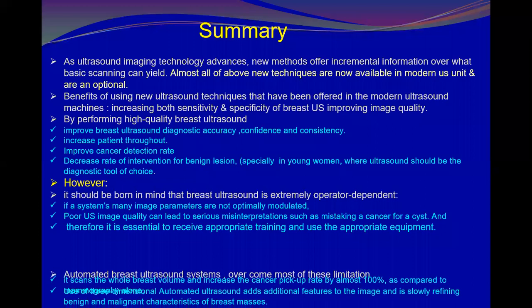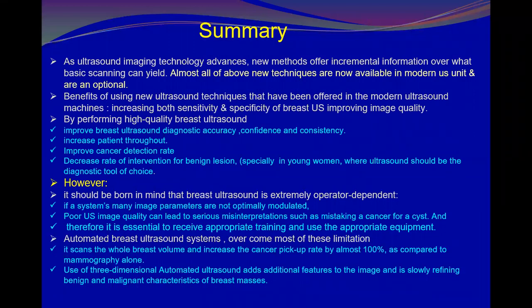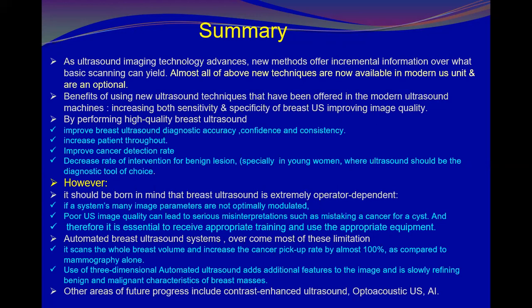Automated breast ultrasound system overcomes most of these limitations. It scans the whole breast volume and increases the cancer pickup rate by almost 100% as compared to mammography alone. And the use of the 3D automated ultrasound adds additional features to the image and is slowly refining benign and malignant characteristics of breast masses. And other areas of future progress include contrast enhanced ultrasound, optoacoustic ultrasound, and AI. And thank you very much.